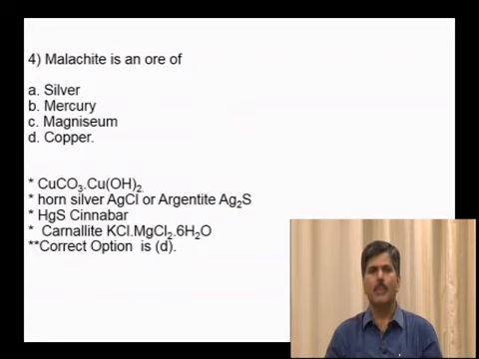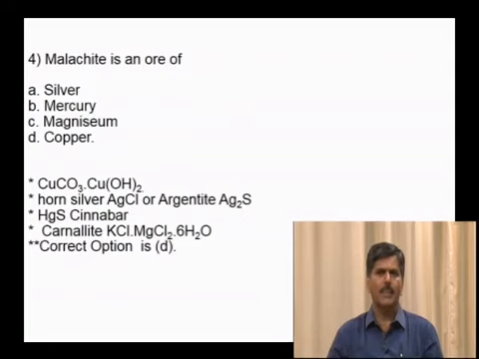So, the fourth question: malachite is an ore of. The options are silver, mercury, magnesium, and copper. Malachite is also called malachite green. So, for which one is it an ore? Let us see. The composition of malachite is CuCO3.Cu(OH)2. So, here copper is present in both the forms.